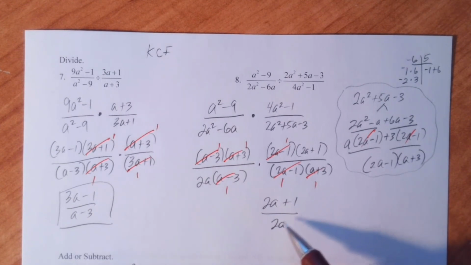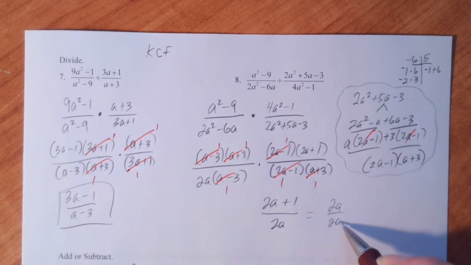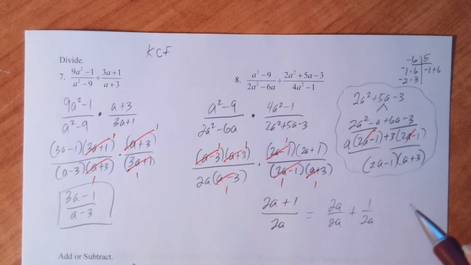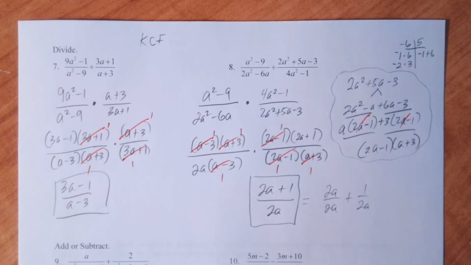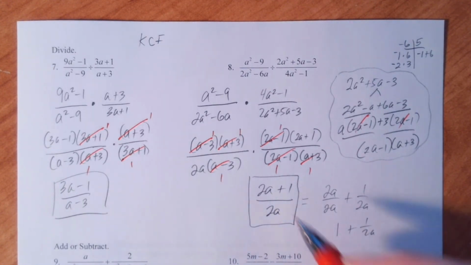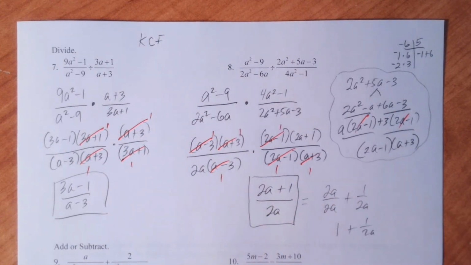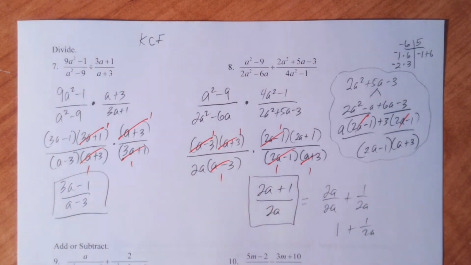And I just want to point out, you actually could write this as 2a over 2a plus 1 over 2a, which would give you 1 plus 1 over 2a. But honestly, this is perfectly fine the way it is here. But again, if you said 1 plus 1 over 2a, that would not be wrong. But again, there's really no reason to go any further. There's nothing here that factors in the numerator or denominator. Can't cancel the 2a with this 2a because this is a term, so we're done.